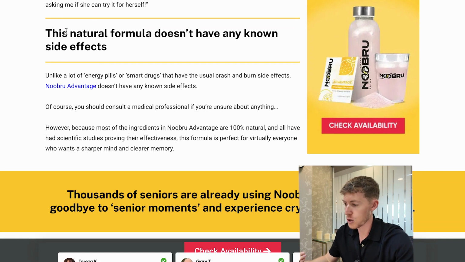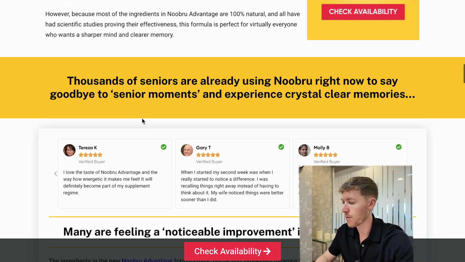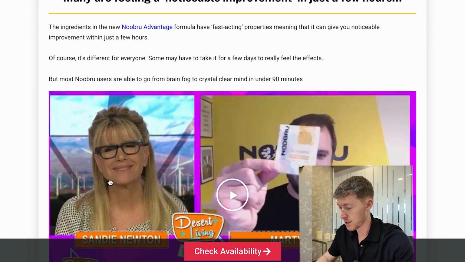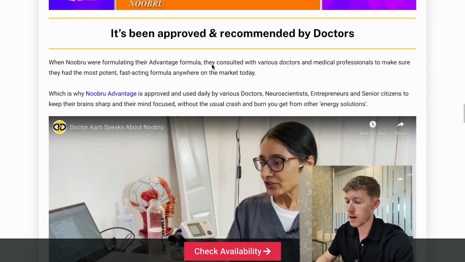Then it goes a little bit more into the natural formula, a little more into the mechanism, how it's different to a lot of the energy pills and smart drugs out there, how it's safe to use. After that, we're going into social proof with these reviews and adding some trust about the founder being on this press interview on TV. And then it's been approved and recommended by doctors.